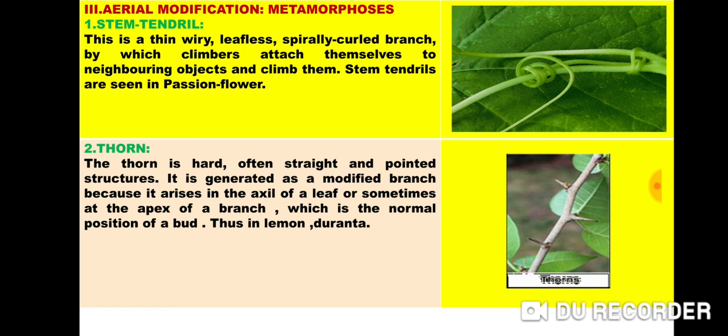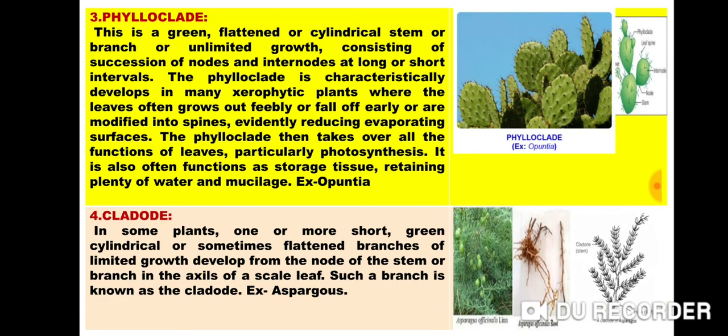Then thorn. The thorn is a hard, often straight and pointed structure. It is regarded as a modified branch because it arises in the axils of a leaf or sometimes at the apex of a branch, which is the normal position of a bud. Thus, the best example is lemon and another example is duranta.